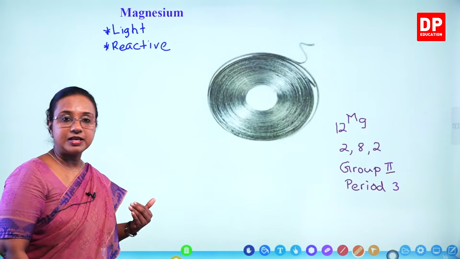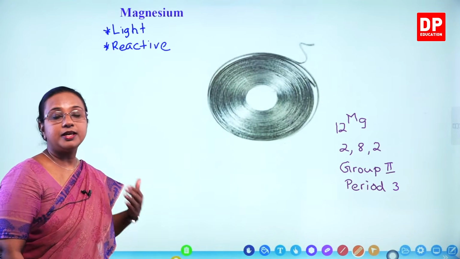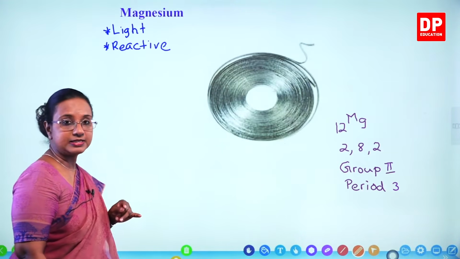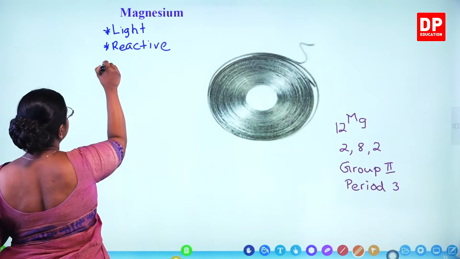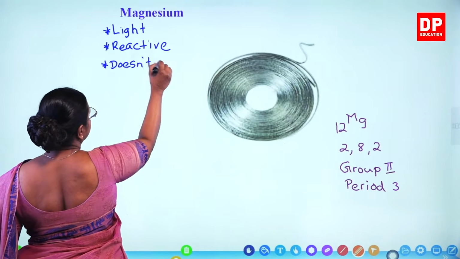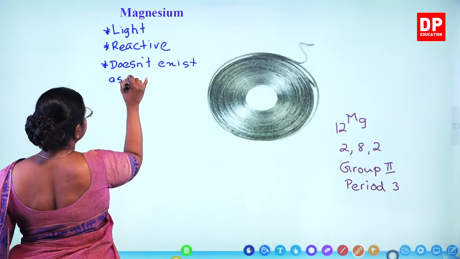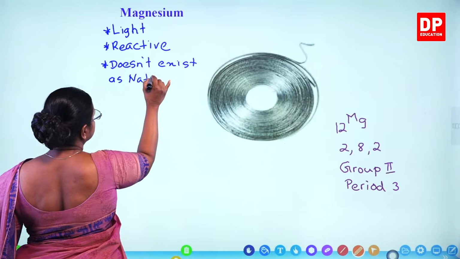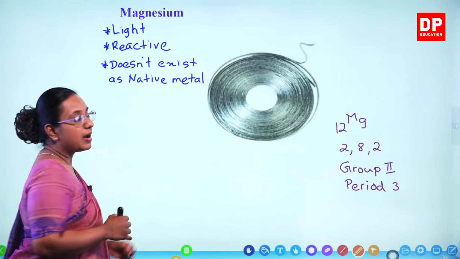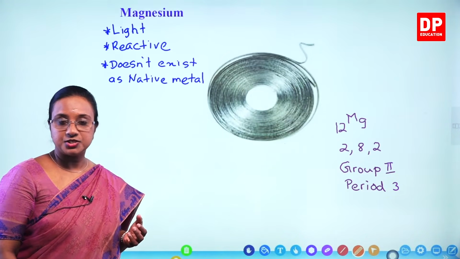As you know, native metal is the metal existing as metal itself, not in the compound form. But here we don't get magnesium as a native metal. So, it doesn't exist as native metal because it's highly reactive. But it is present as compounds in nature.